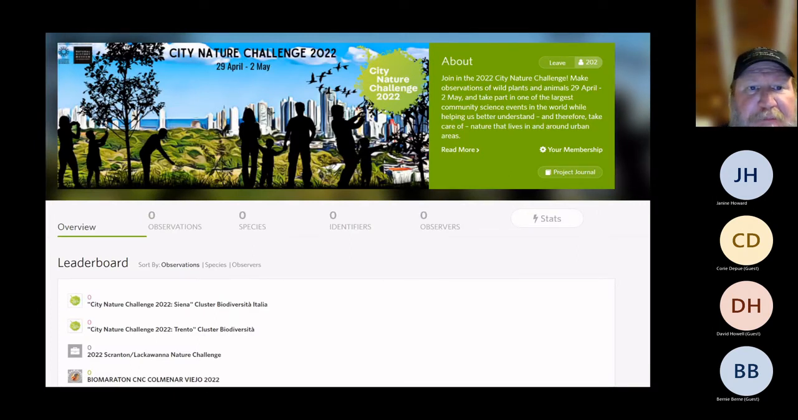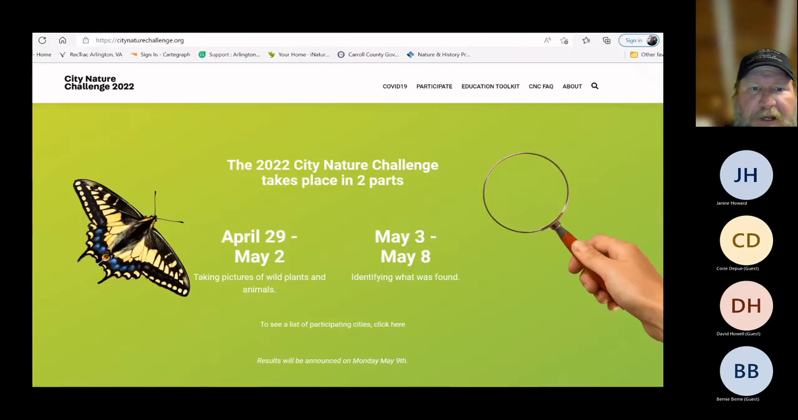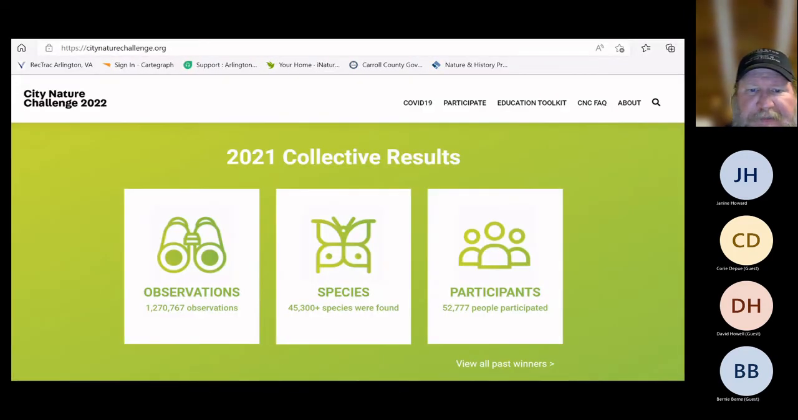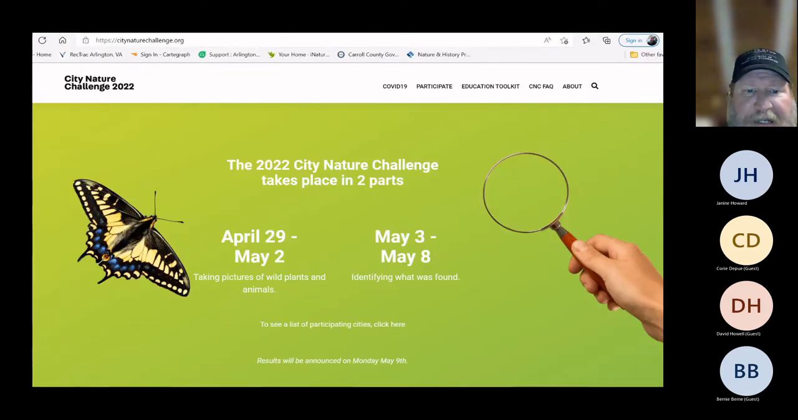Sometimes you can have really big activities like the City Nature Challenge, which has happened 5, 6, 7 years now. This past year, we had over 52,000 people participate. They observed over 45,000 species with 1.27 million observations in the 4-day period, and that was in 300 or 400 cities around the world. Really spectacular stuff. And this year's is going to be from April 29th to May 12th.